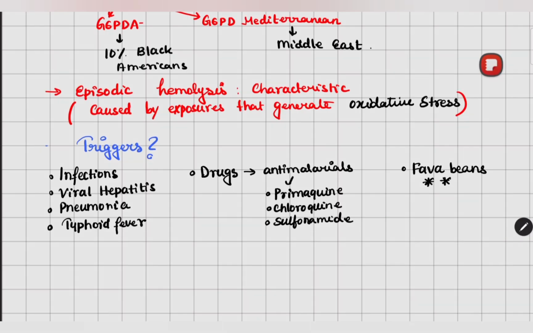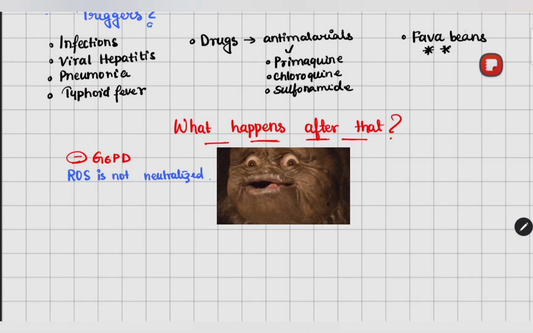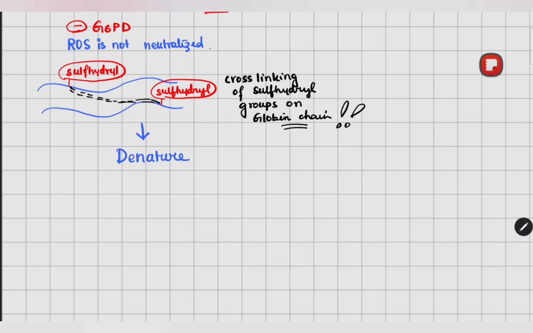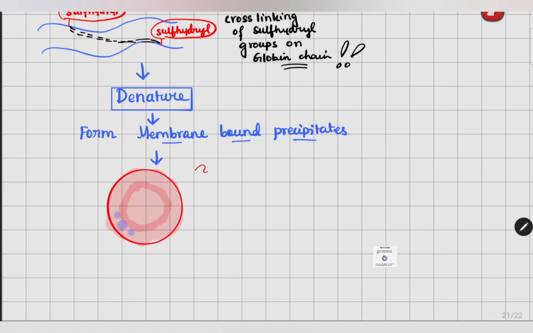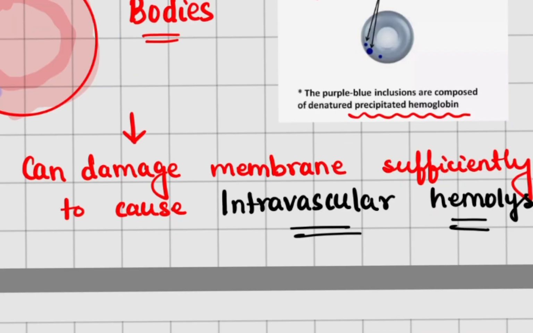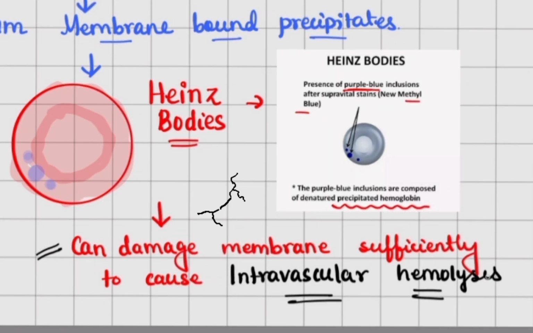Now what happens when there is G6PD deficiency? When there is no G6PD, reactive oxygen species are not neutralized. So they react and lead to the cross-linking of sulfhydryl groups on the globin chain. This leads to their denaturation and they form membrane-bound precipitates, which are called Heinz bodies. They are seen as purple-blue inclusions after we apply stains like methyl blue, and these purple-blue inclusions are composed of denatured precipitated hemoglobin. These precipitates can damage the membrane sufficiently to cause intravascular hemolysis.